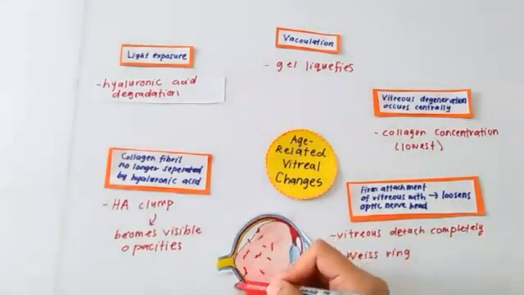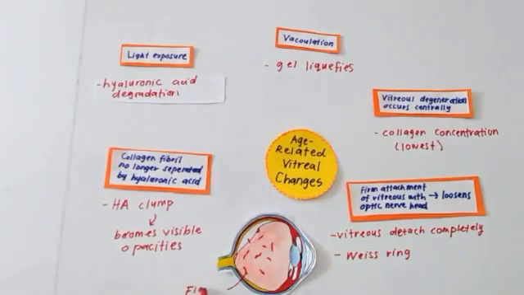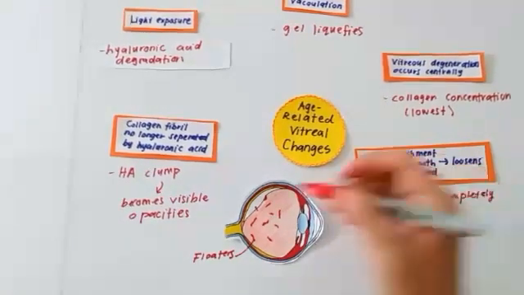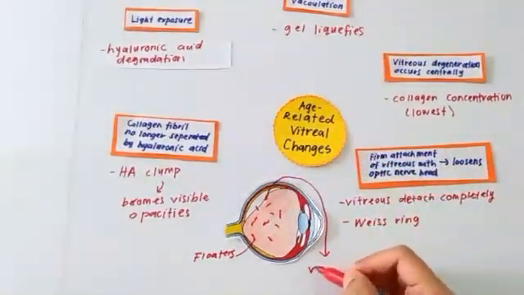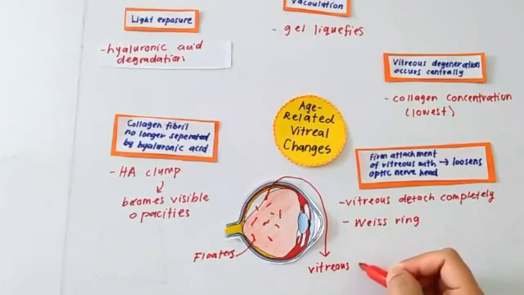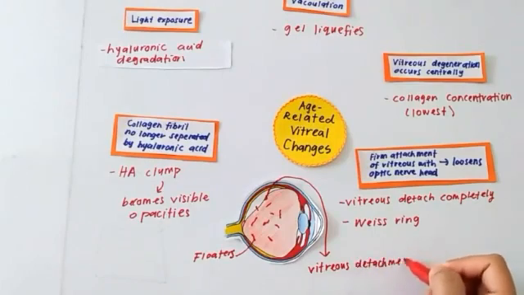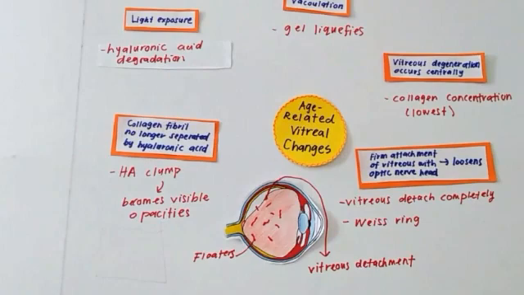So this is an example of a vitreous problem. As you can see, there are floaters in the vitreous, and there is also a vitreous detachment, where the vitreous doesn't attach anymore to the retina.